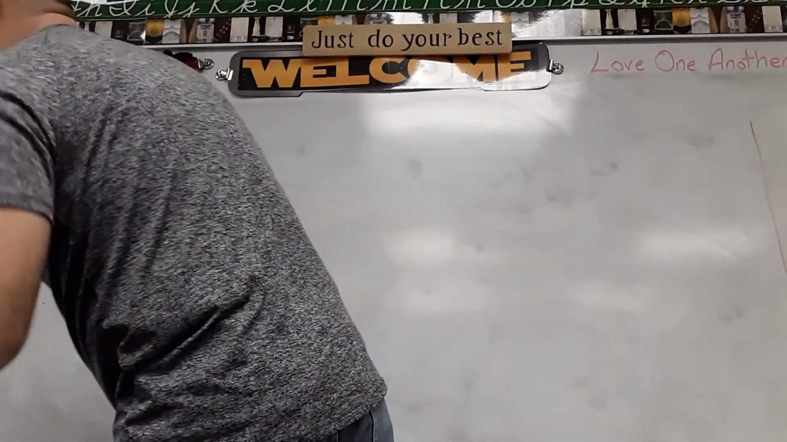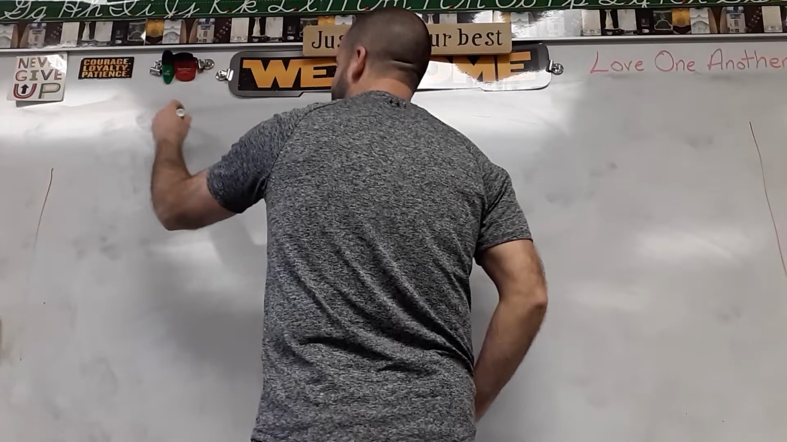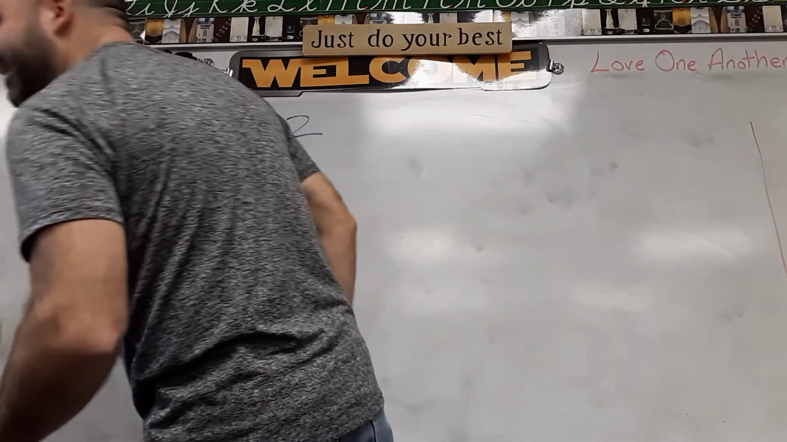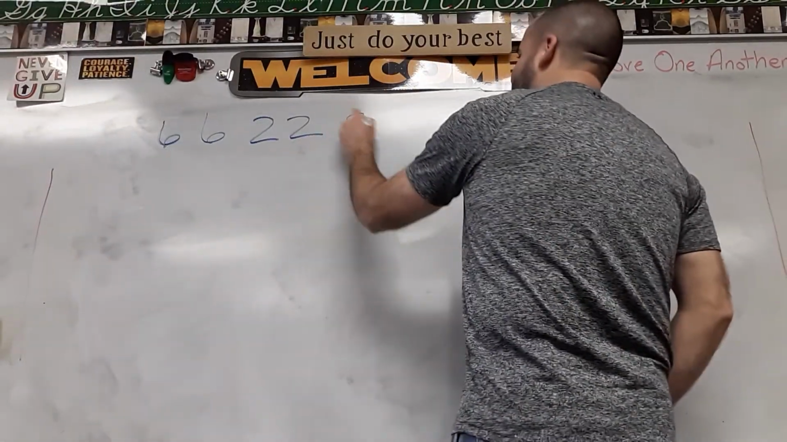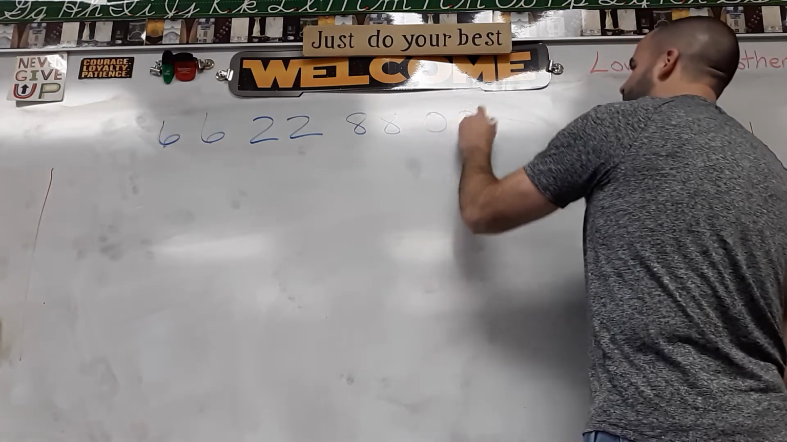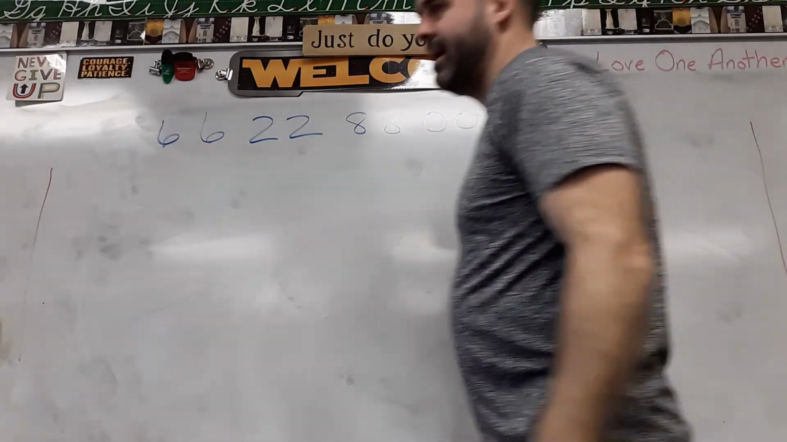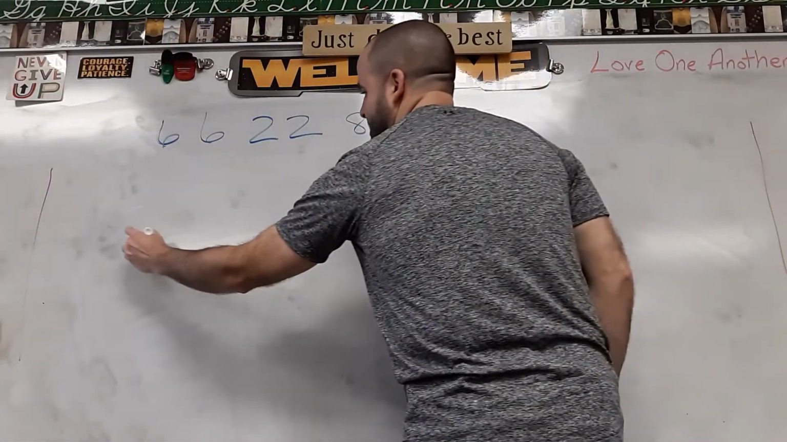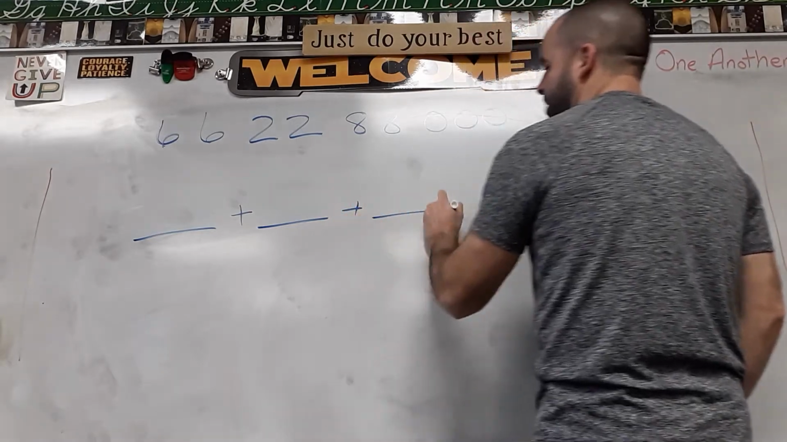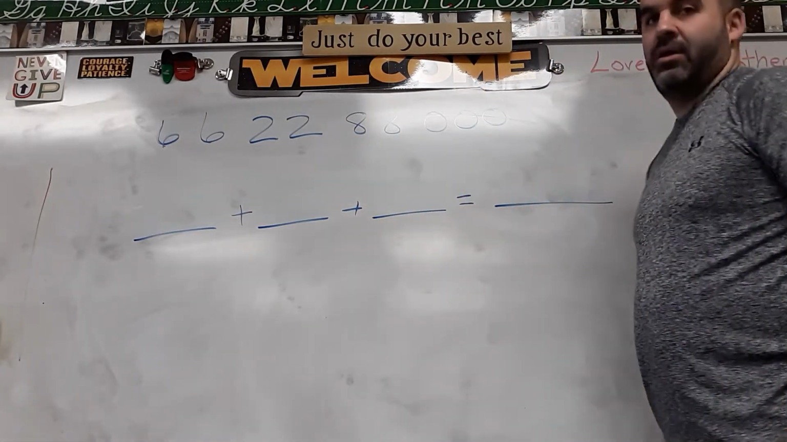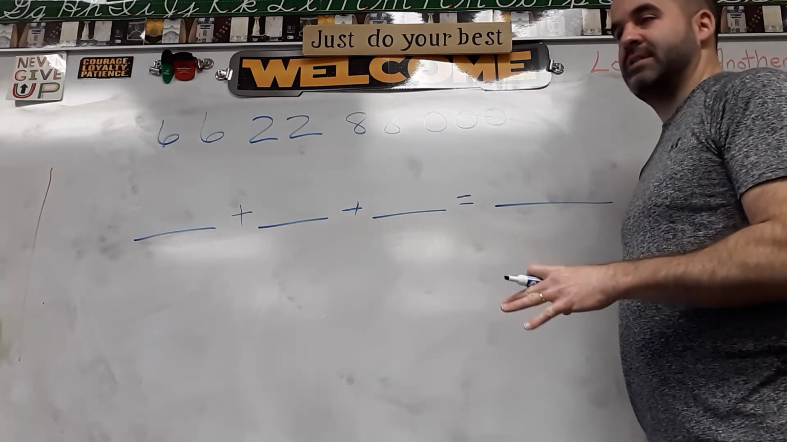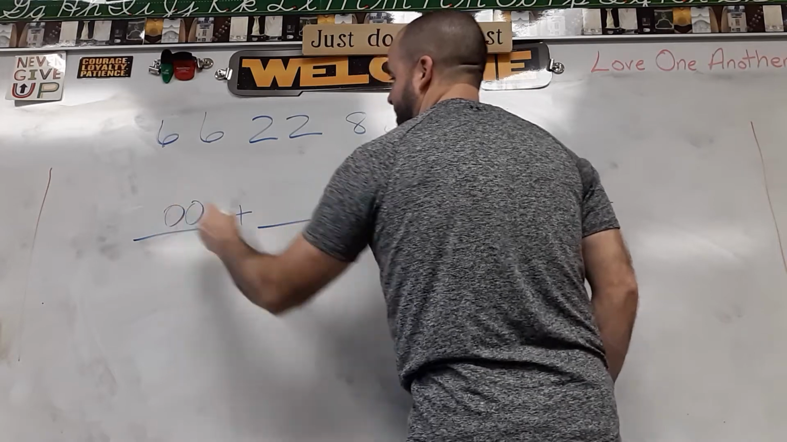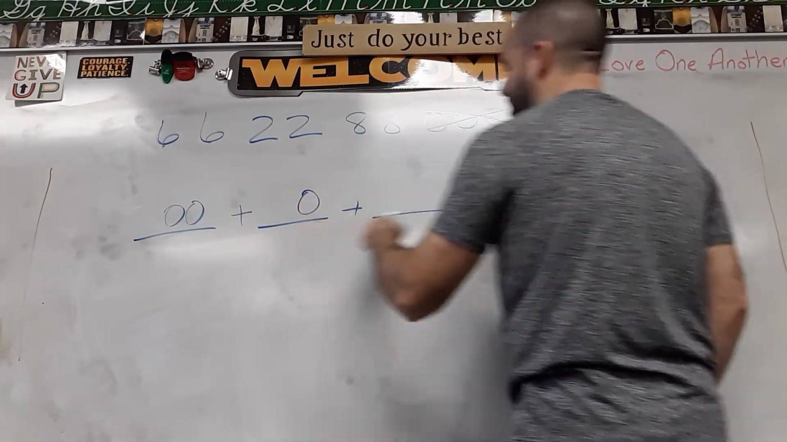Okay, so they have a 6, 6, 6, 2, 2, 8, 8, 0, 0, 0. Okay, and they want you to, as it says there, write an equation. Now, the equation means it's going to look like this. Blank plus blank plus blank equals blank. Okay? And we're coming up with an equation like you've done with the rest of it. So, we're going to get rid of these zeros right away because they can go here. Something 100 plus something 10 equals whatever.